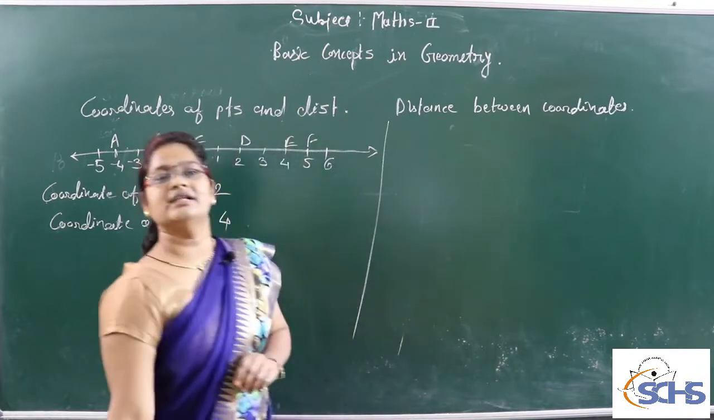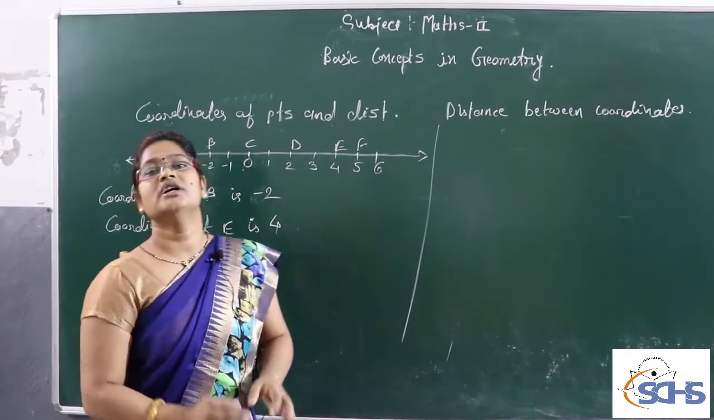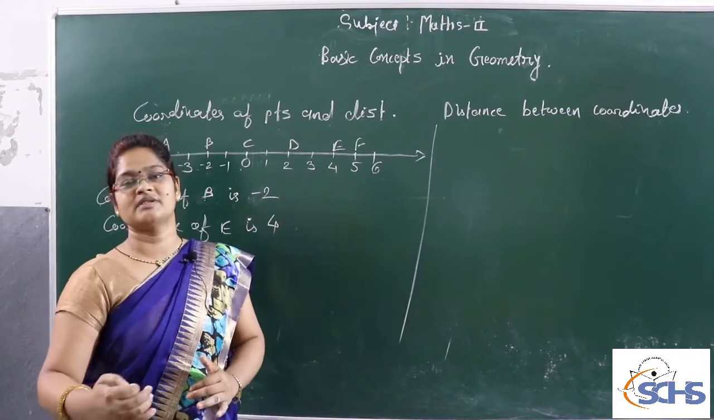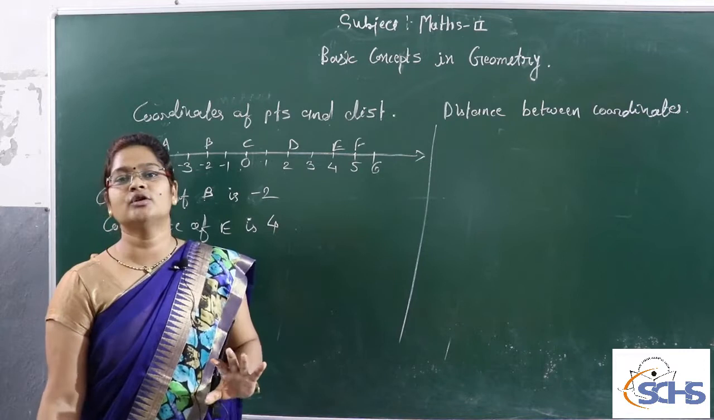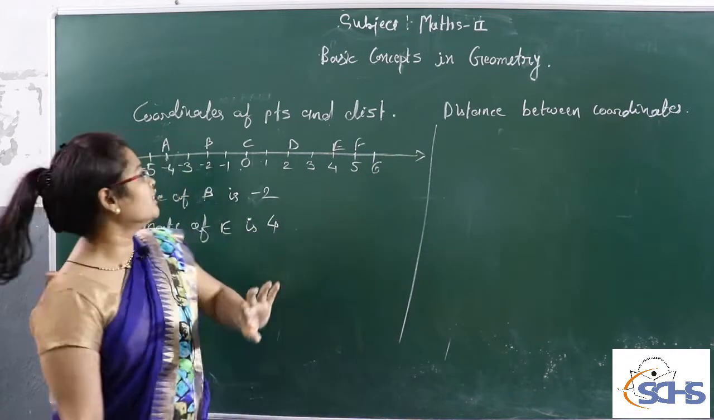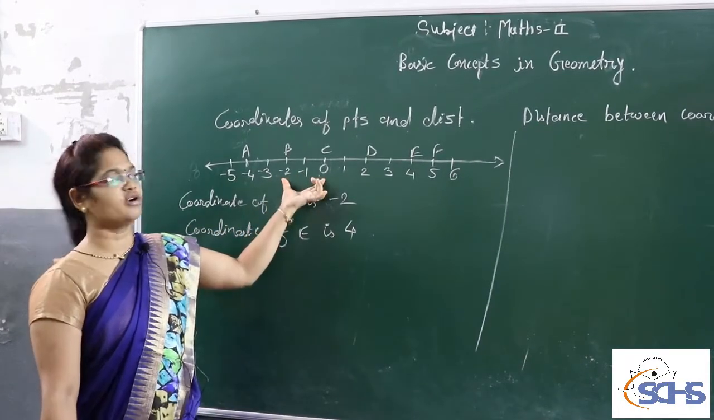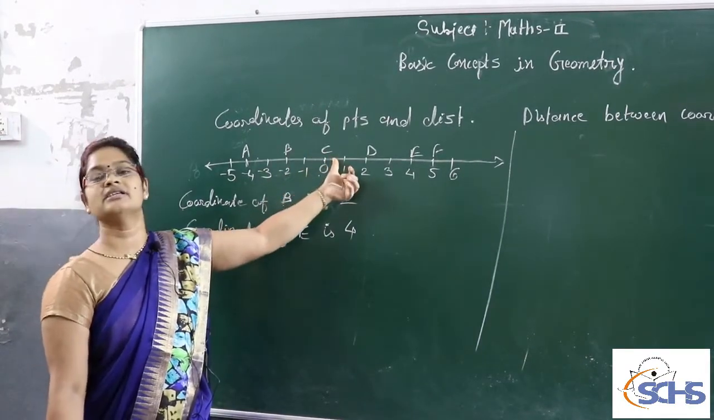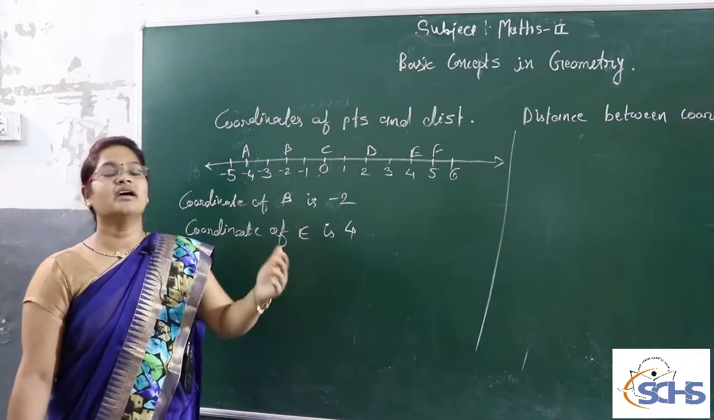To find out the distance between coordinates, what do we have to do? We have to subtract the smaller coordinate from the greater coordinate. If we have to find out the distance between these two coordinates, the first one is B and the second one is C, we will subtract the smaller coordinate from the greater coordinate.